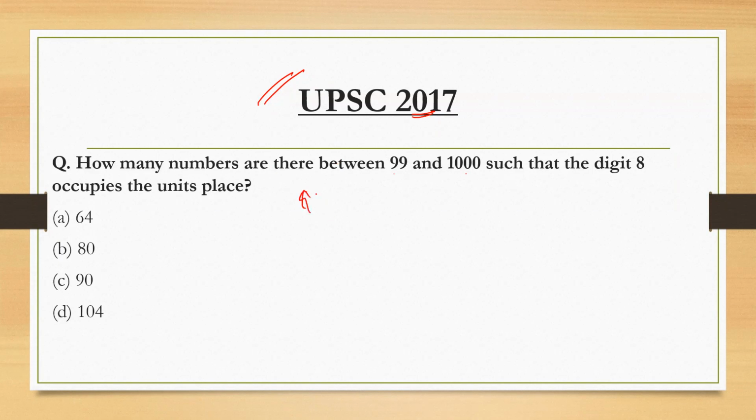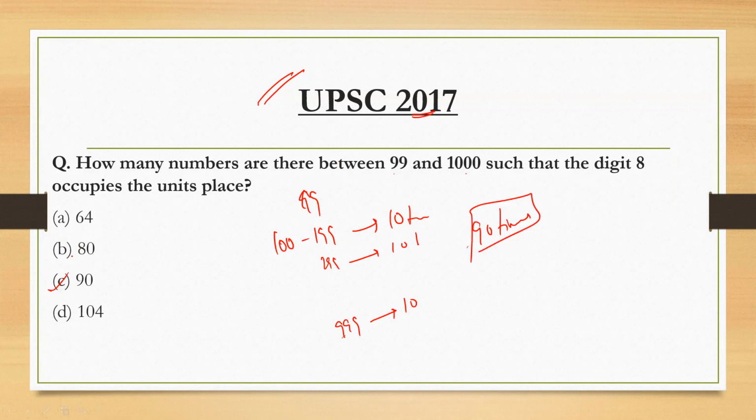So here 99, again 100 to 199, it will appear 10 times. 299, again 10 times, like this. You'll go till 999. So when you add it up, it is 90 times.